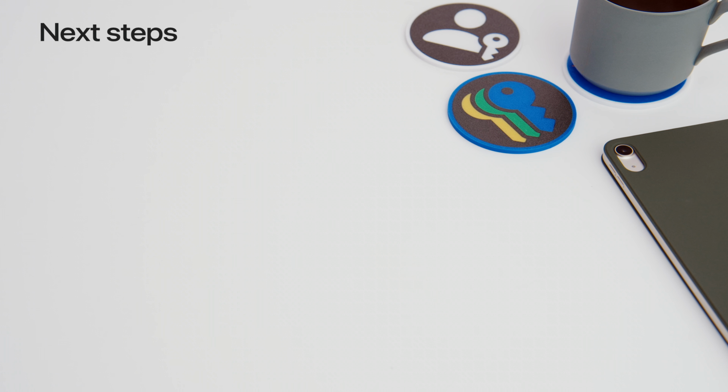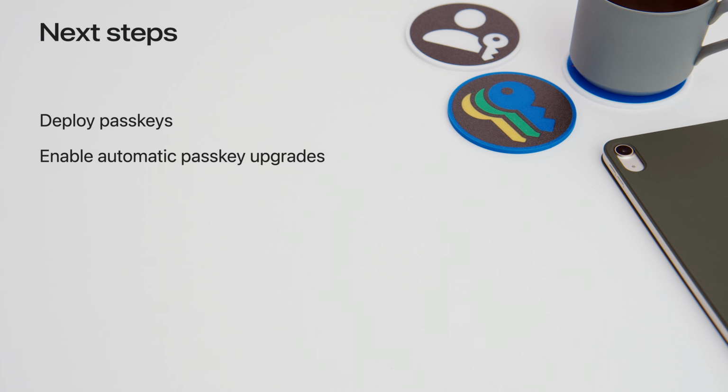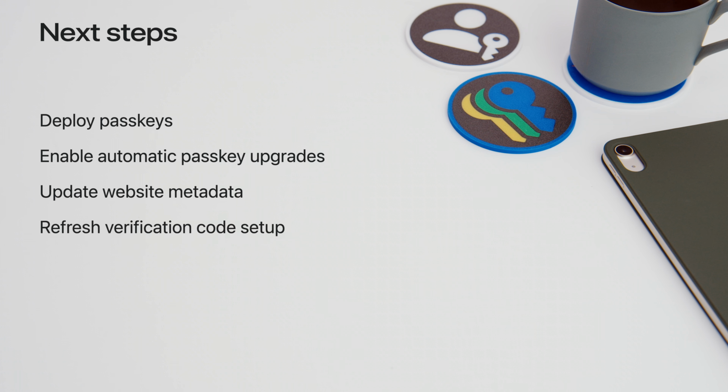So, here are some next steps. If you haven't done it yet, now is the time to deploy passkeys. They're faster, easier, and so much more secure than passwords. And with automatic upgrades, it's never been easier to start that transition. Update your website's metadata so that the personality of your website comes through in the Passwords app. And finally, streamline verification code setup so that it works great for any credential manager on any device.